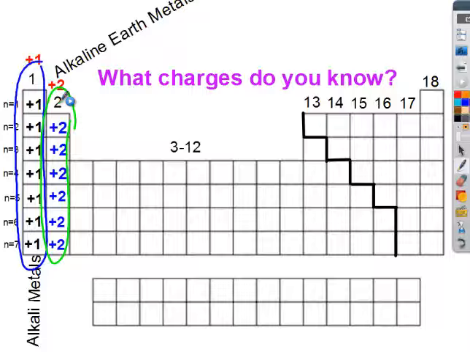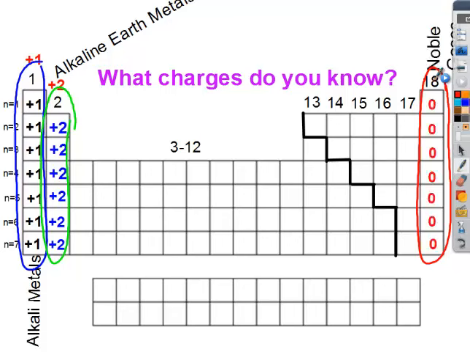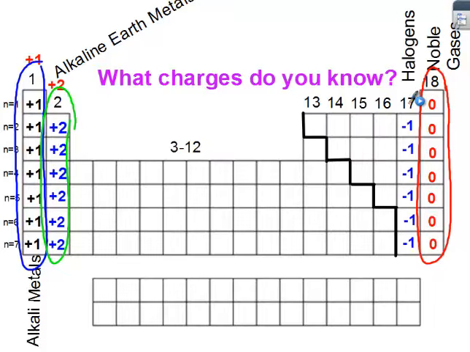Let's move on all the way to the other side, number 18. These are my noble gases, remember? And I said that anything that is in group 18 has a 0 charge. They don't have any positive or negative charge. Going to number 17 on the periodic table, those are my -1 charges.